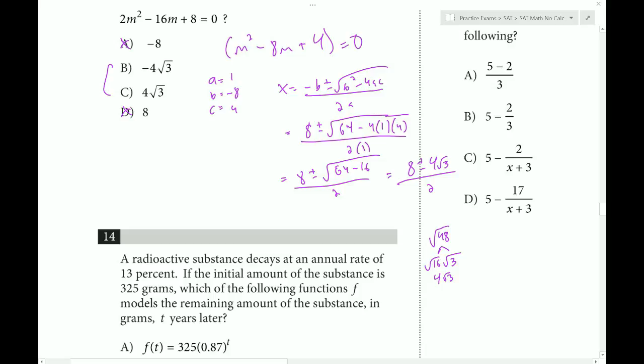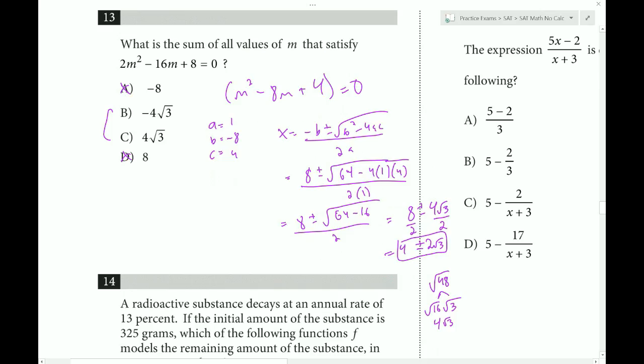Then we can realize that 2 is a common denominator. So we could actually divide each separately by 2. Okay? And then we have 8 over 2, which is 4, plus or minus 4 over 2 is 2, so 2 rad 3. We have 4 plus or minus 2 rad 3.